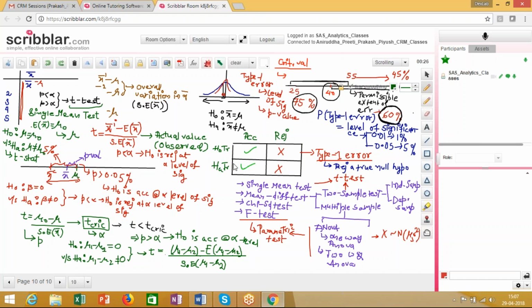But again, as far as the decisioning formula is concerned, the decisioning formula is absolutely okay. What you have is, if p is less than alpha, that is, if the p value is less than the level of significance, then H0 is rejected at alpha level of significance, else H0 is accepted. So that is all right, right?